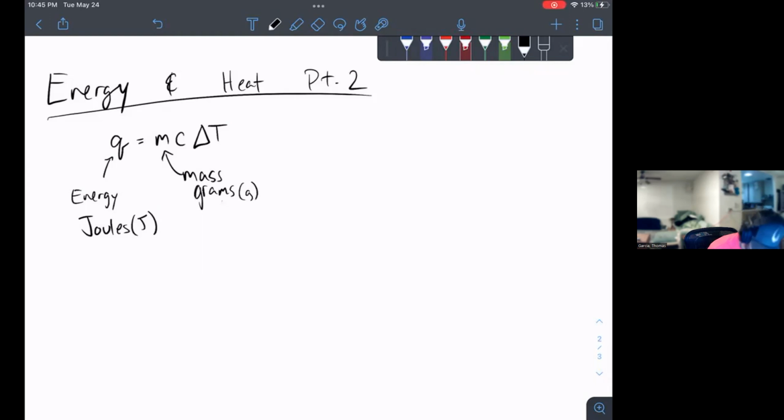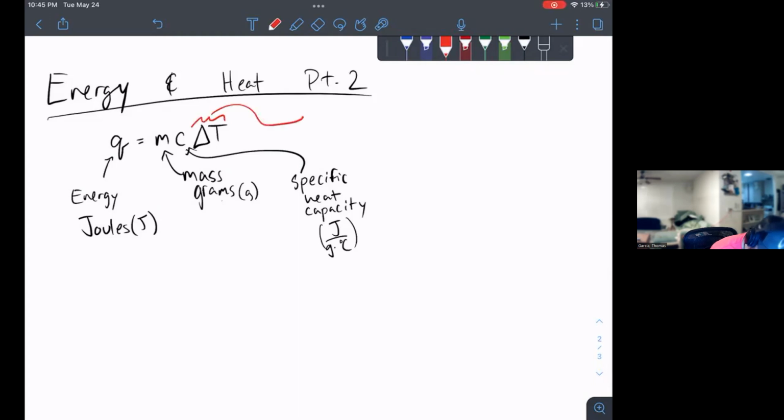So after that, we're going to have C, which is going to be specific heat capacity. And that one I'm going to explain in a bit, and that's going to be measured in joules per gram degree Celsius. And lastly, we have this one that's kind of joined together, and I'm actually going to go over this one first.